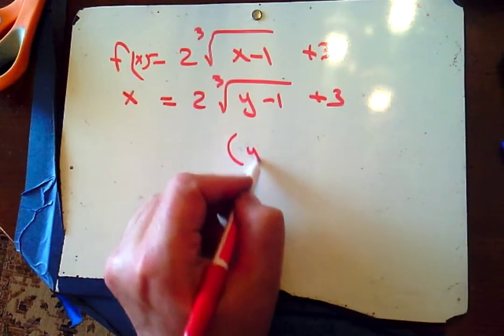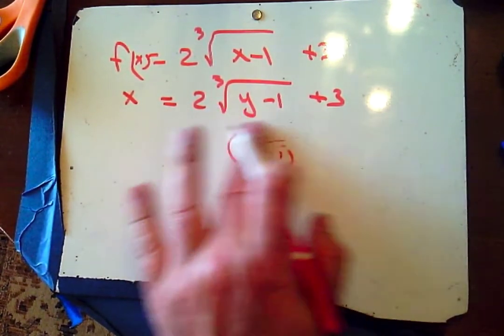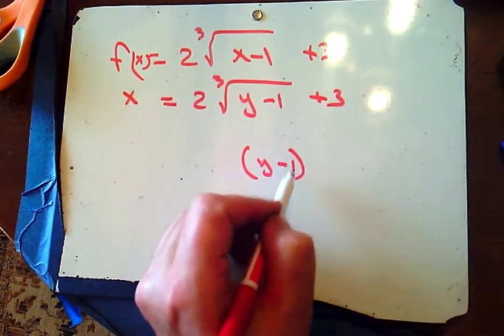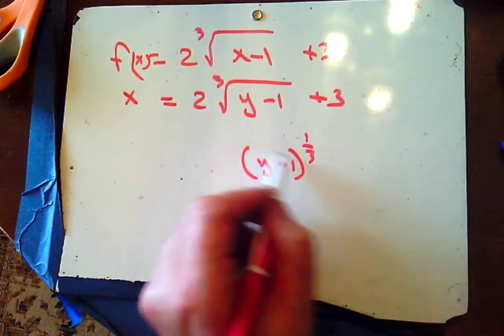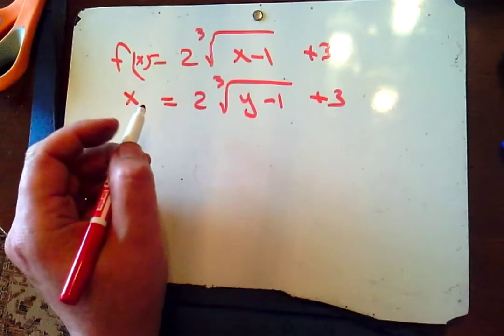Why is that an exponent? Because it's y minus 1 to the 1/3 power. That's an exponent. I need to undo it. And then what's in parentheses? Because remember, we have y minus 1 inside that exponent, so those are parentheses. So I've got 4 steps to do here.